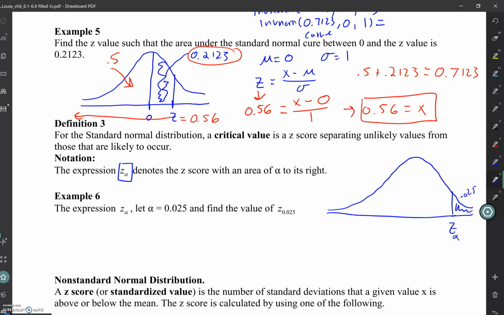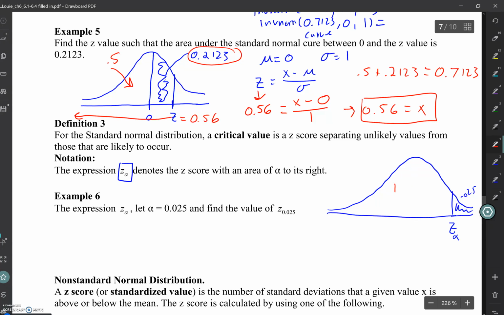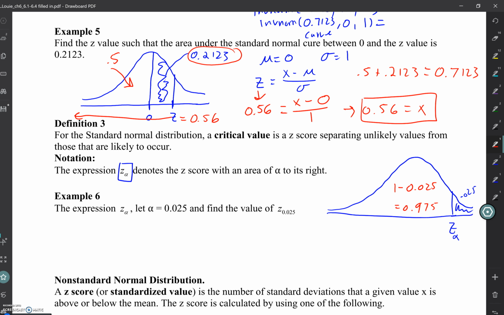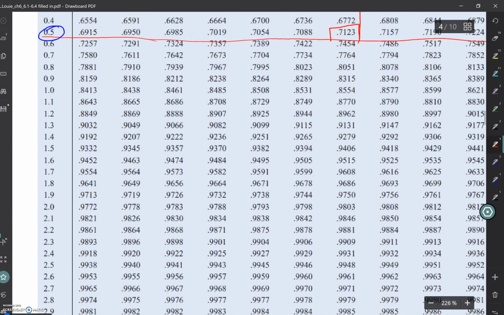Well, we have a few methods that we can use to find that. One is I can say, if that's how much is in the right tail and the total area equals 1, what's the area below that z value? So this side would be 1 minus 0.025, which is 0.975, I think. Yes? So I can go to my z table and say, okay, where is 0.975 if I'm going to use the table?